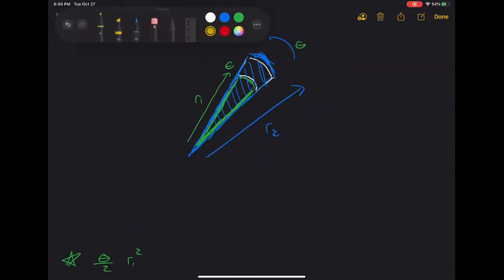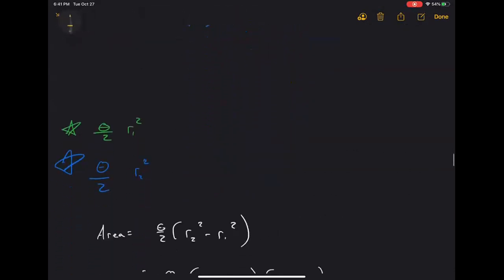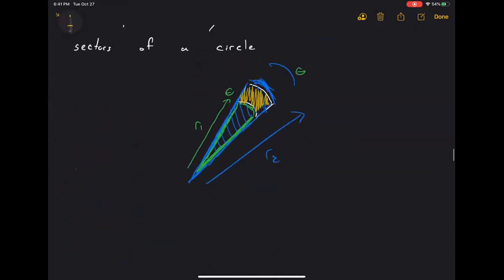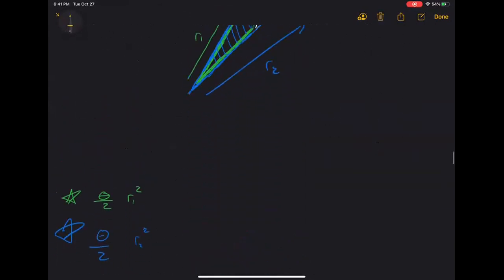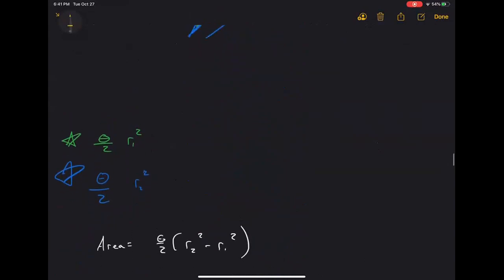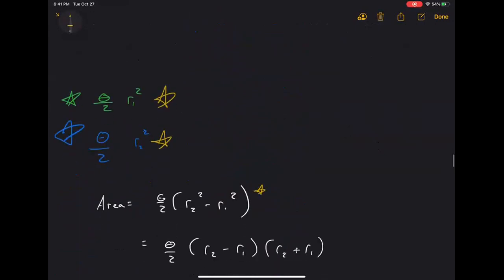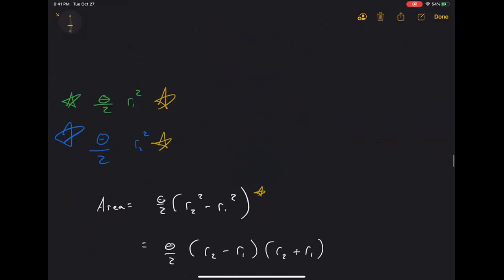Which, let's go ahead and color it in yellow. So what's the area of this region? Well, it's going to be the blue area minus the green area, right? So the area of our polar rectangle, our yellow region there, is going to be this minus this, which is this. And then we're just going to play around with it and rearrange it. Maybe you can see how I've already factored out a theta over 2. And then we have theta over 2 times R2 squared minus R1 squared.